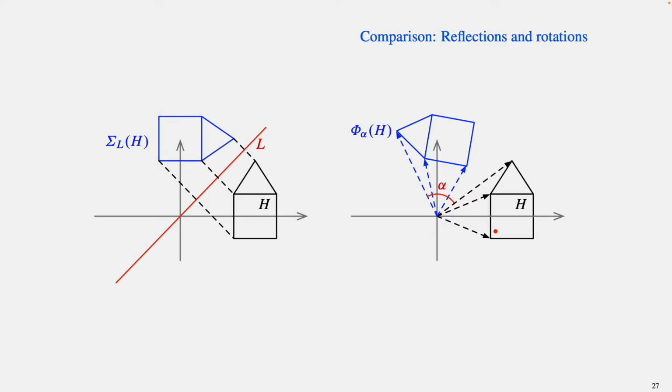And similarly here we have it for the rotation. Every point in our image here could be described by a vector, and so we rotate every vector individually and we get the rotated image of our original house image.